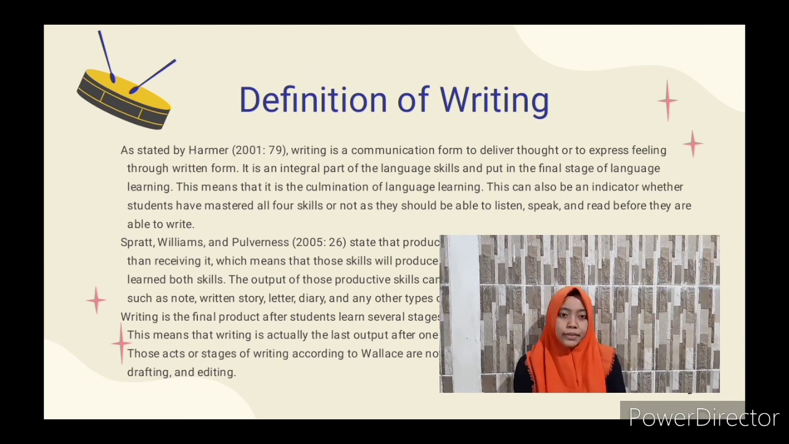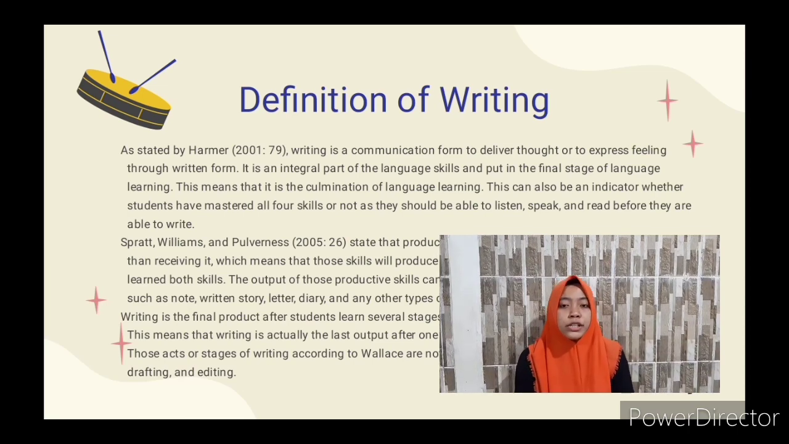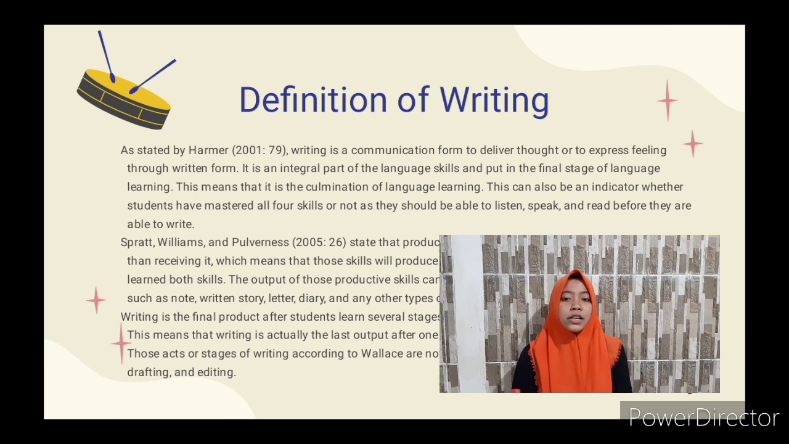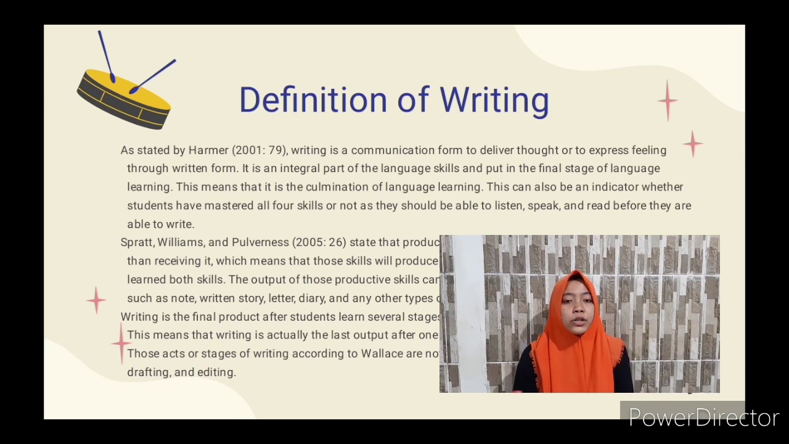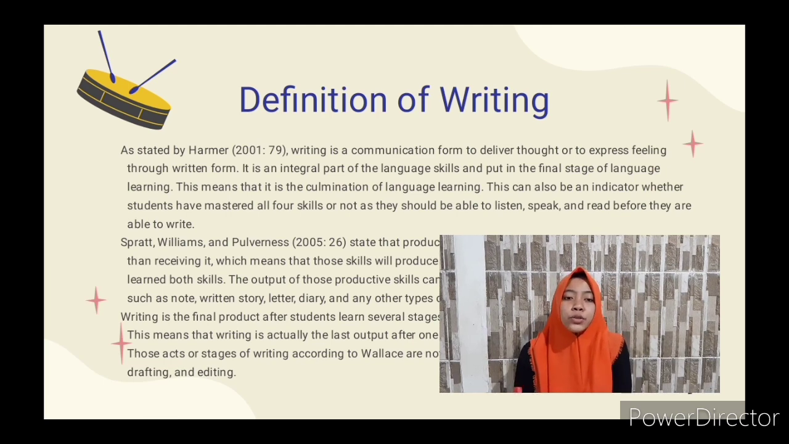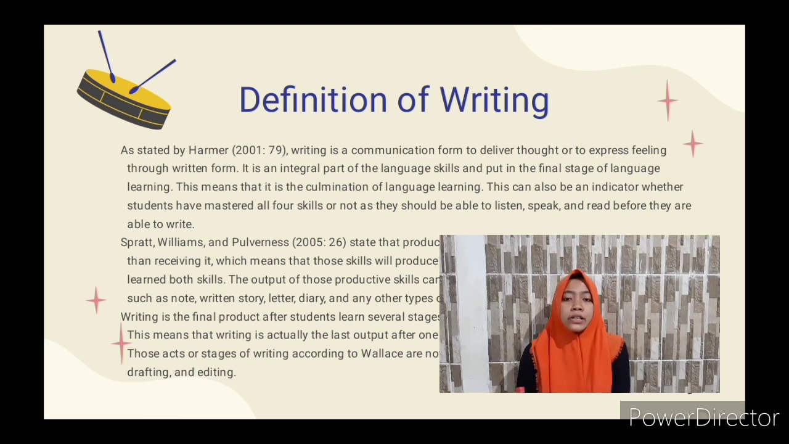Definition of writing. As stated by Harmer, writing is a form of communication to deliver or to express feeling through written form. It is an integral part of the language skills and put in the final stage of language learning. This means that it is the culmination of language learning. This can also be an indicator whether students have mastered all the skills or not, as they should be able to listen, speak, and read before they are able to write.